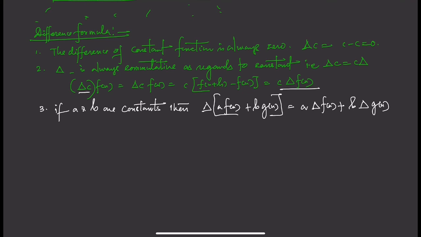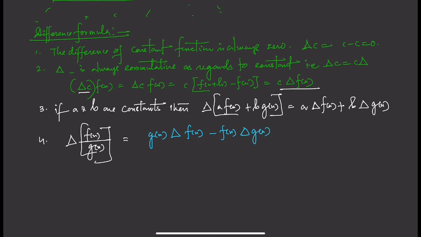Now we can show what exactly the forward difference of the quotient of two functions is. Suppose the forward difference of f of x by g of x is given to us. Then how can we do this? It is like this: g of x into the forward difference of f of x minus f of x into the forward difference of g of x, divided by g of x plus h into g of x. Remember this one.